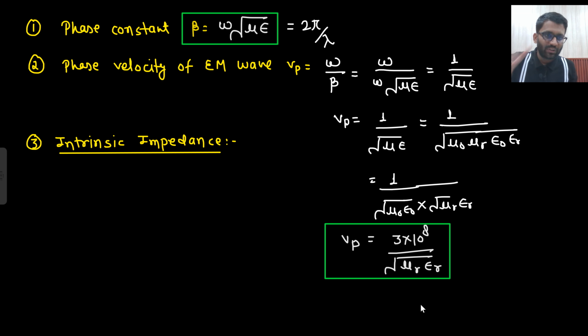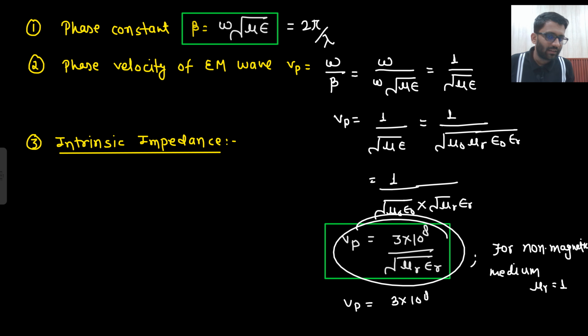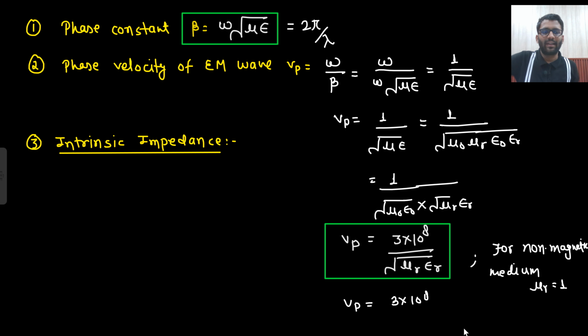And mostly for a non-magnetic medium, this will be given, so mu r will be taken as 1. So what will be your expression of Vp? This is the general one. This will work for all lossless dielectrics.